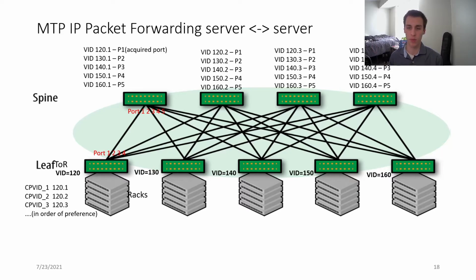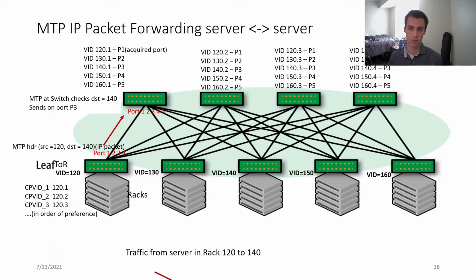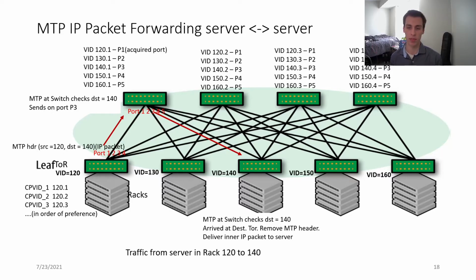Here's an example of how IP packet forwarding works from server to server with MTP. The message in this example is a packet going from a server rack in 120 to a server in rack 140. The packet is encapsulated inside of an MTP header with a source VID of 120 and a destination VID of 140. To determine which spine switch to send to, the TOR looks at the CVID table and determines to send it out port 1. The spine switch receives the packet and looks at the destination VID in the MTP header. It looks at its VID table and sends it out port 3 to rack 140, where the packet is sent to the correct server.